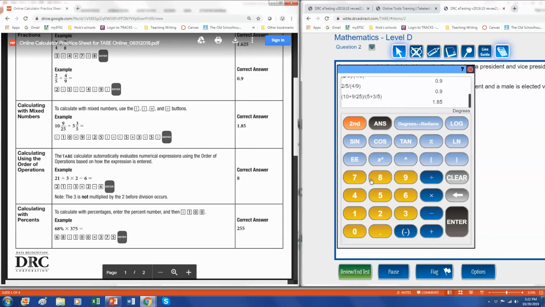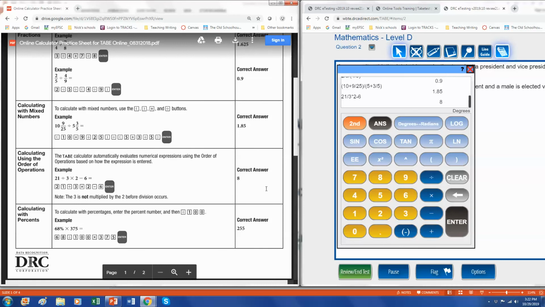Next, we're going to look at order of operations. So order of operations, this calculator will do it for us to an extent. If we have something like this over here, 21 divided by 3 times 2 minus 6, we don't have to worry about parentheses or anything. We can just plug that in, and our calculator will do that for us.